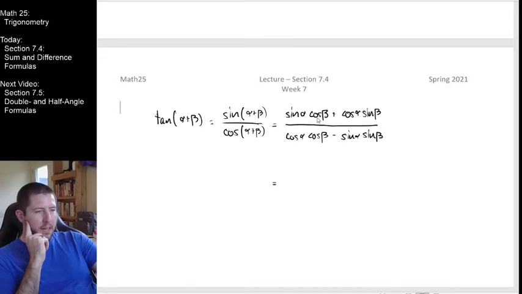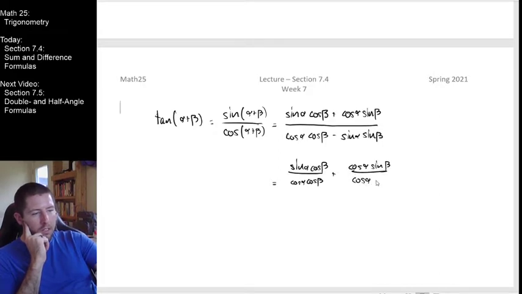So here is what I'm thinking. I'm going to divide this whole expression up here and this whole expression down here by this term right here, cosine alpha, cosine beta. So all four chunks of terms are going to get a cosine alpha, cosine beta dividing them.